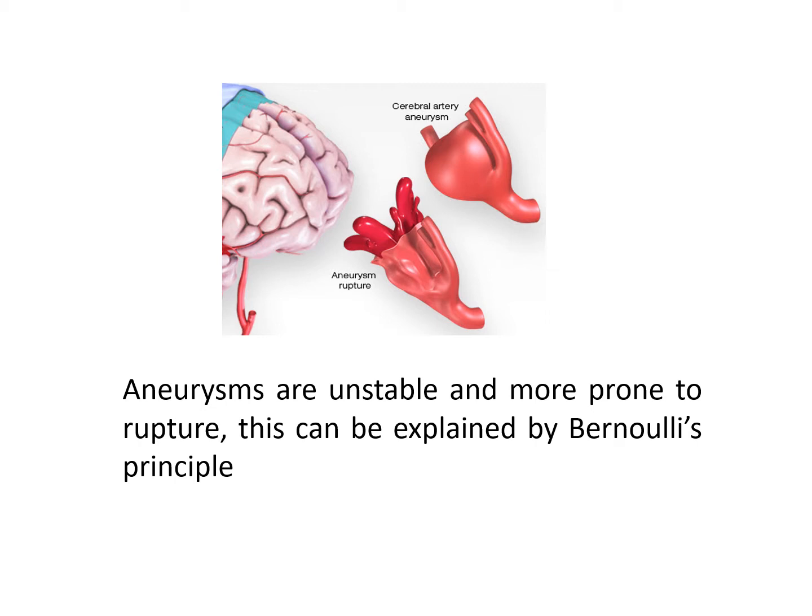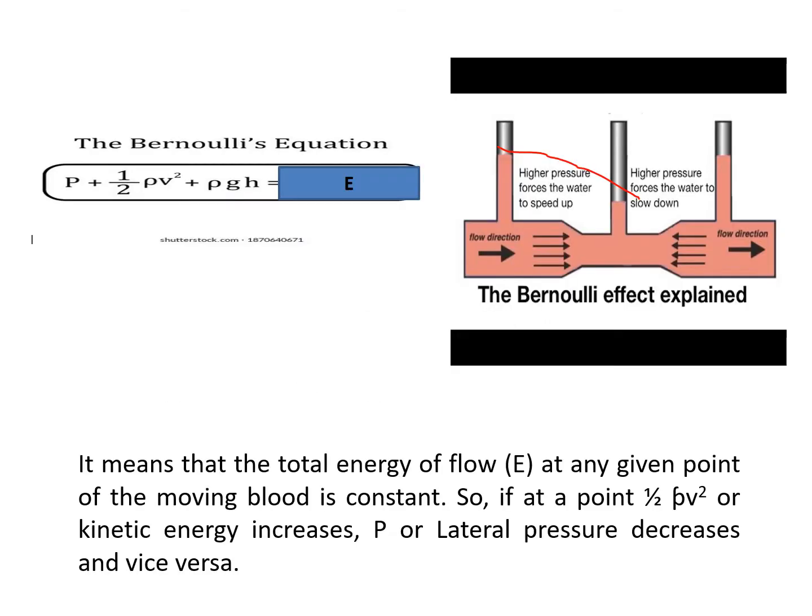This can be explained by Bernoulli's principle. The relationship is E, the total energy, equals P plus half rho V squared plus rho g h. This is known as Bernoulli's principle. It means that the total energy, or E, at any given point of the moving blood is constant.